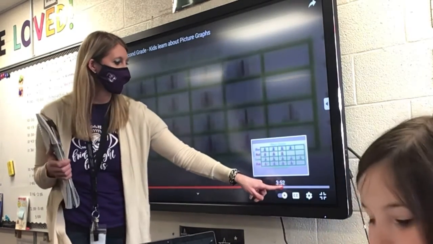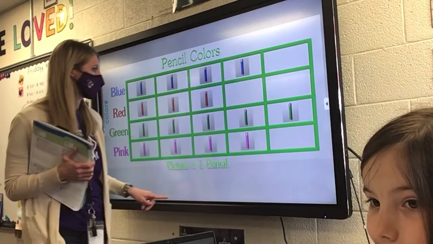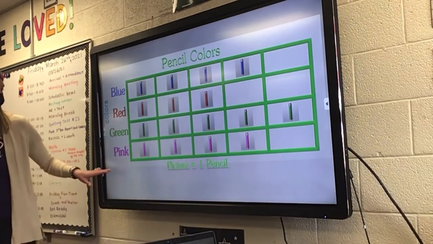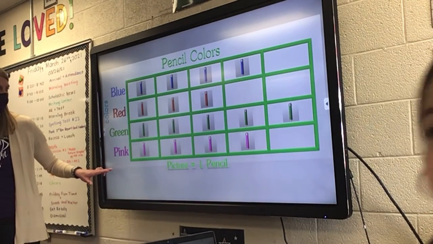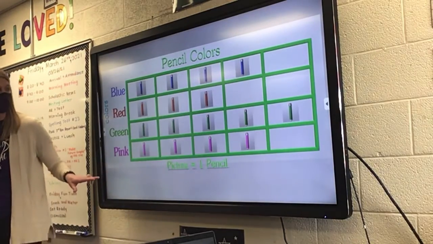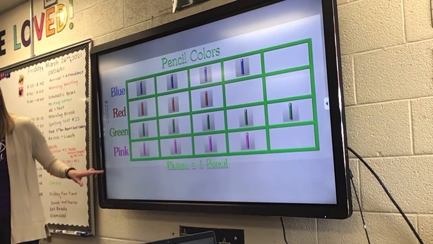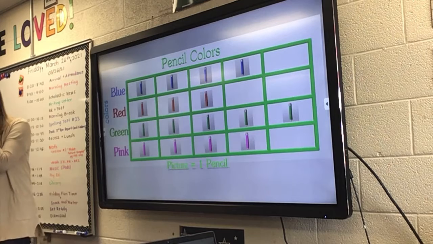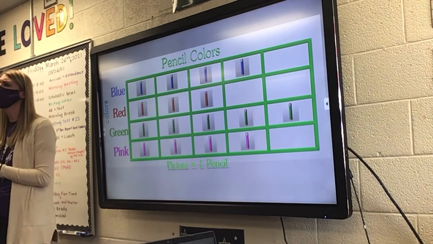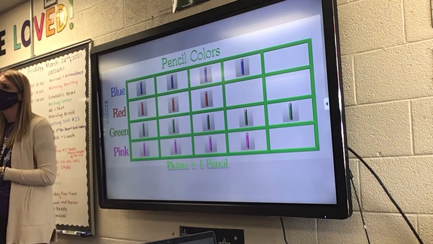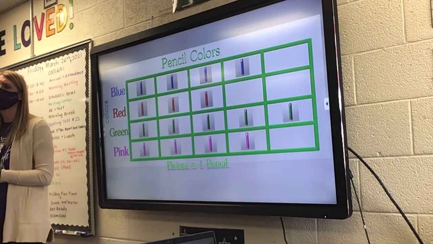Let me get back to what Mrs. Murphy bumped. Red has just 3 pencils, and we can see there are 3 by the pictures on the graph. Last question. Here we go. How many pink and red pencils are there together? 7 plus 0. There are 7. No. When you add the 4 pink pencils to the 3 red pencils, we get 7.